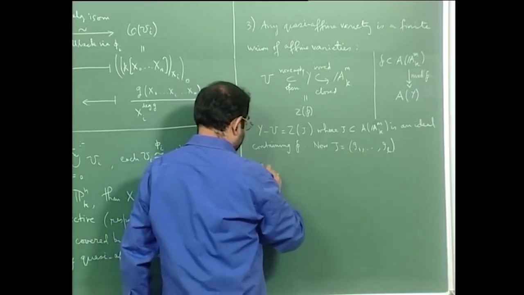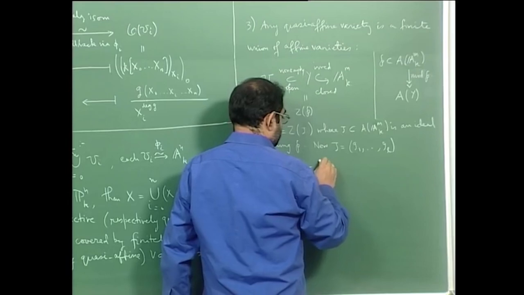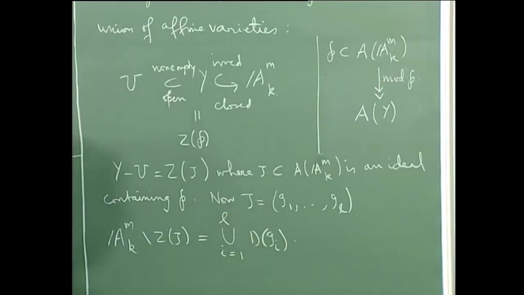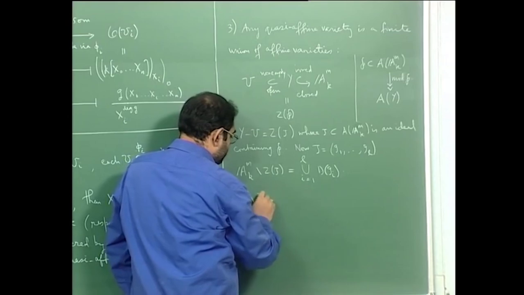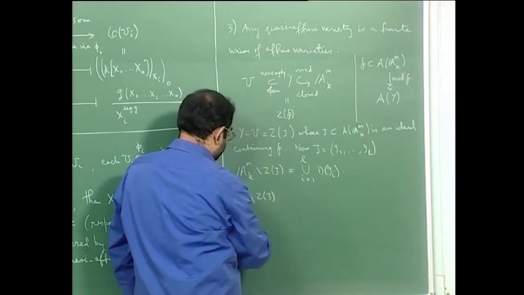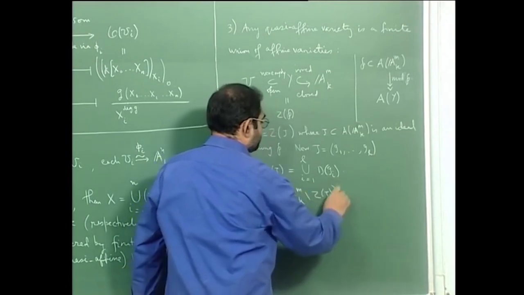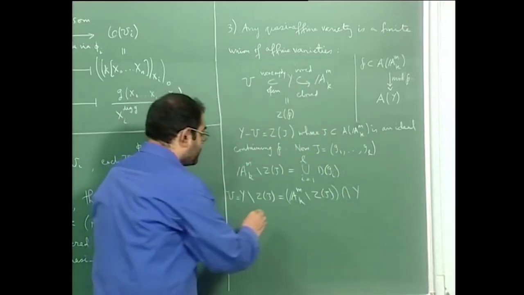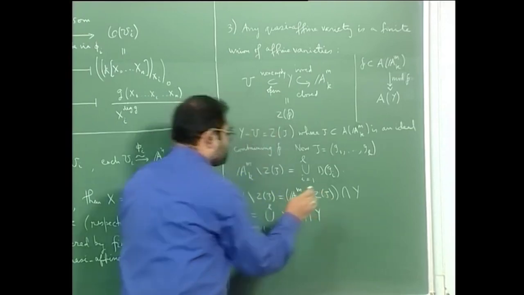So A^m(K) minus Z_J will be the union of D(G_i), i equal to 1 to L, okay. And therefore if you take Y minus Z_J, which is U, this will be (A^m minus Z_J) intersected with Y, okay. And so it will be the union i equal to 1 to L of D(G_i) intersection Y, alright.